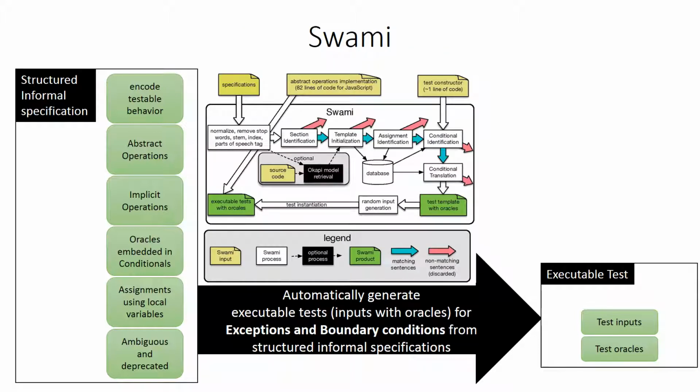And I present to you Swami, an end-to-end test generation tool that takes as input a specification document which encodes all these challenges and outputs executable tests encoding oracles for exceptions and boundary conditions. I encourage you to go through our paper to know more details about Swami's architecture. In the subsequent slides, I'm going to describe how Swami works with the help of an example.